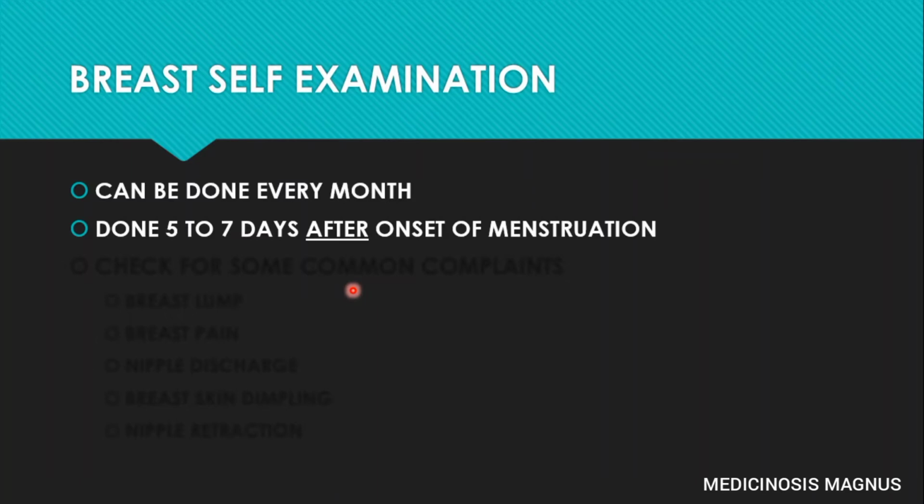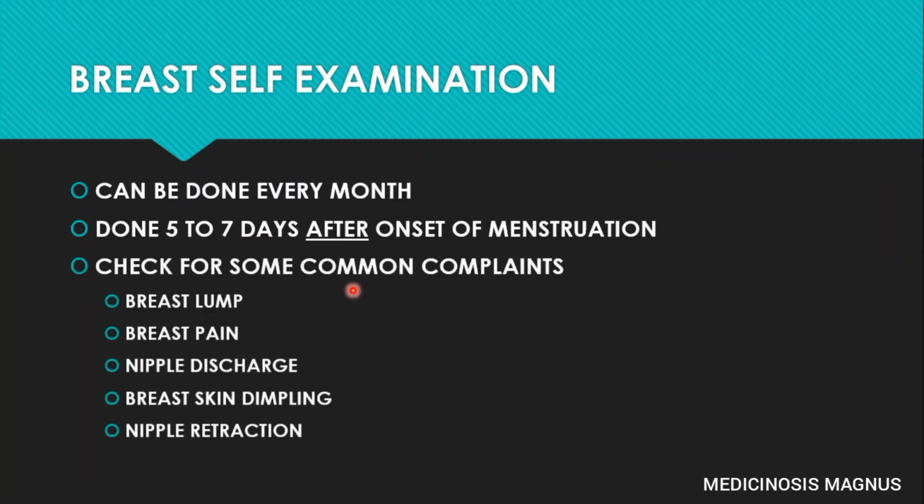Now what would be some common complaints you might have? Just like I said before, breast lump, breast pain, discharge, dimpling and retraction. Even if you have these or if you don't, you should do a breast examination every month, so that you could find out if any of these is present or not, and if it is present, you can deal with it very soon.